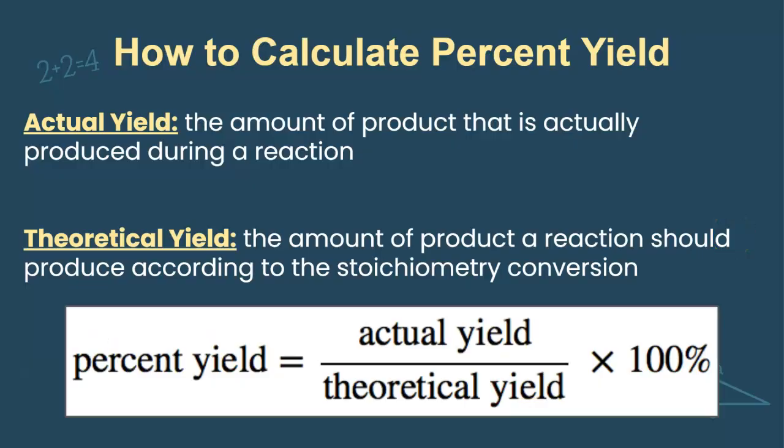Using mole-to-mole stoichiometry, we can also calculate the percent yield. Percent yield is a formula, and the formula is percent yield equals actual yield over theoretical yield times 100. The actual yield is the amount of product that is actually produced during a reaction, so like during an experiment. The theoretical yield is the amount of product a reaction should produce according to the stoichiometry conversion. So theoretical yield is like if we were in a perfect world. The actual yield is with error. So with error, how much of the product did we actually produce?